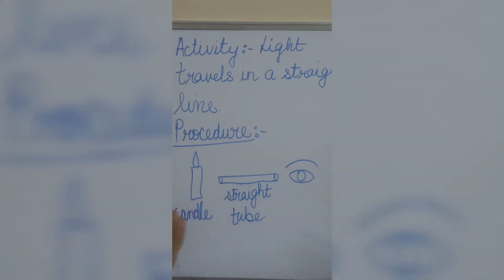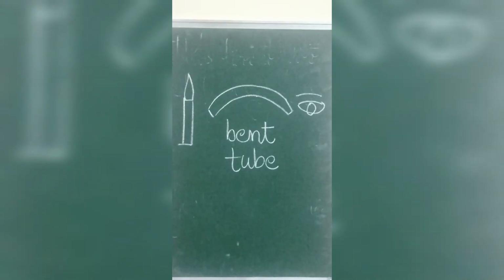And now if you bend the tube, what will happen? The light source is not visible. This is because the path of the light is cut off, and this shows that light travels in a straight line.